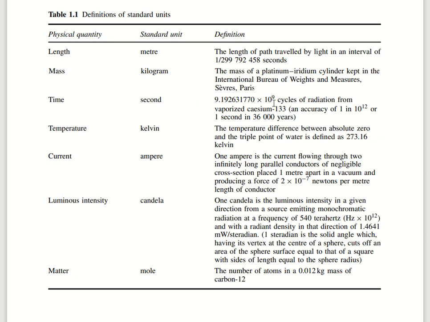So it got defined from the radiation cycle of vaporized calcium, calcium 133. How did a Kelvin got defined? The temperature difference between absolute zero and the triple point of water is defined as 273.16 Kelvin. Based on Kelvin, we got other different temperature units like Kelvin, Fahrenheit.